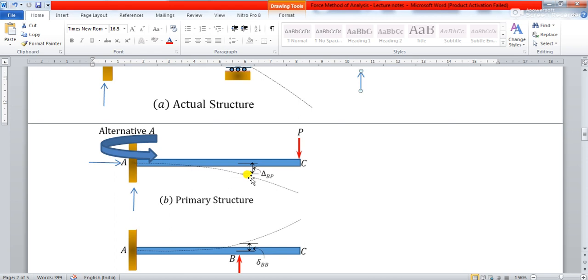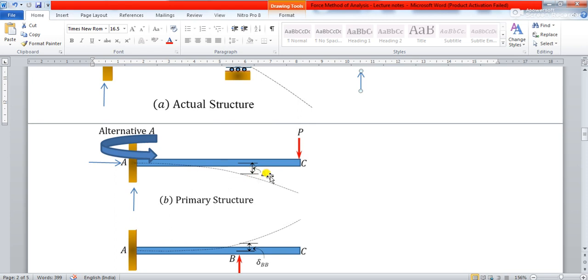So after removal of the redundant force, the structure remains stable, and after that, in that primary structure, what should you do? Under the external load. So what is the external load acting over here? This is a point load. So under this external load, you find out what is the deflection at this point.